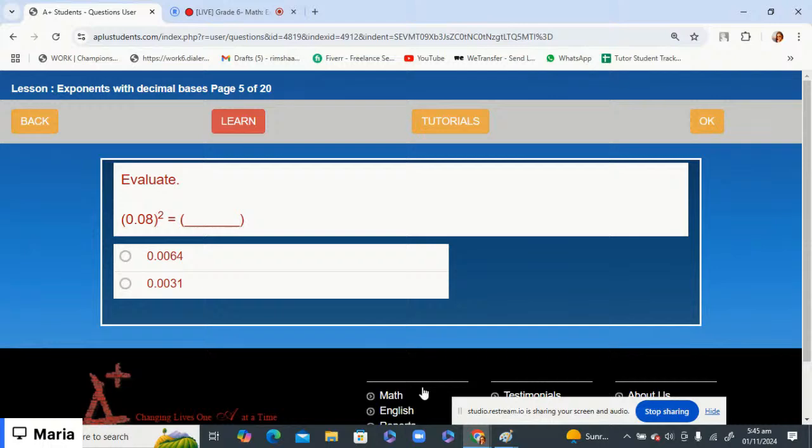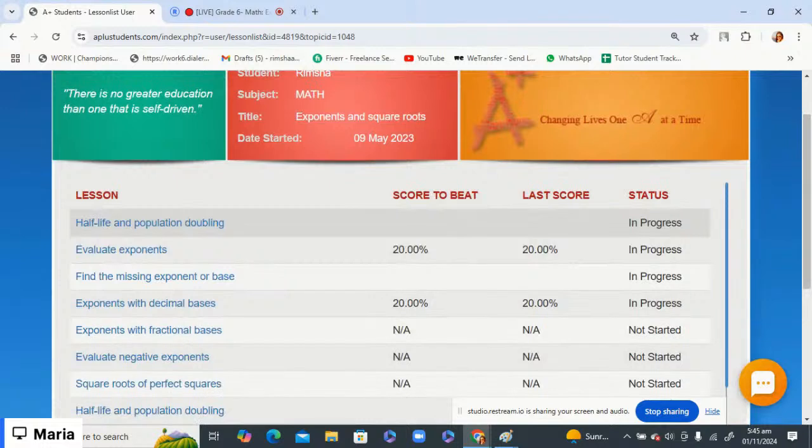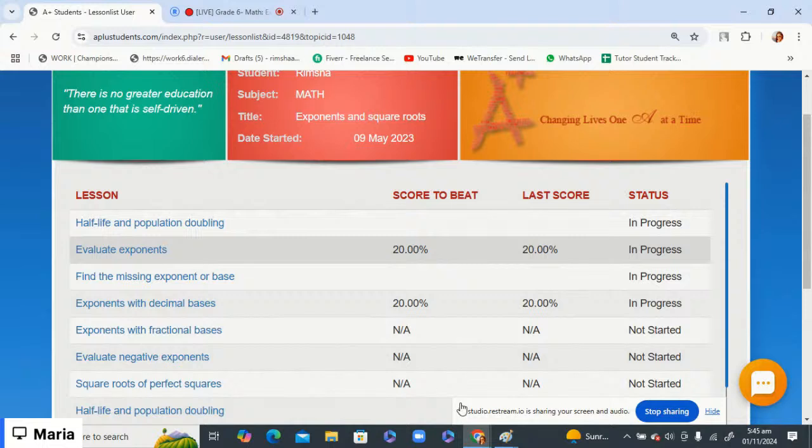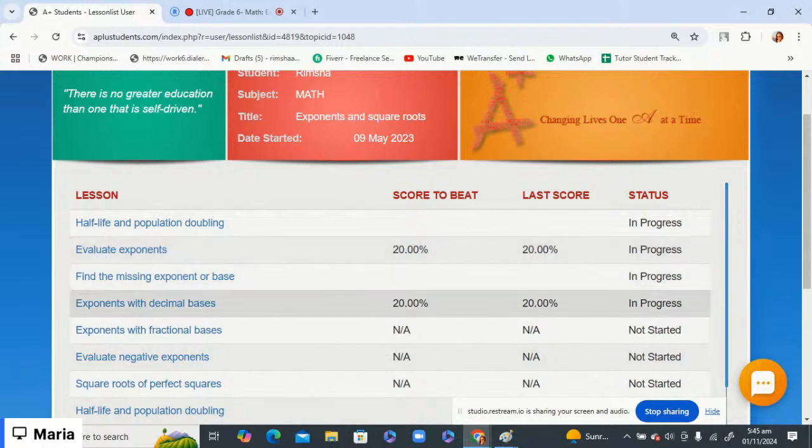All right, hope you guys understand this lesson as well. So today we discussed the chapter that is the exponent and the square roots, and the lessons we covered were the half-life and population doubling equivalent, evaluate the exponents, find the missing exponent or base, exponent with decimal base. So first of all you're going to practice all these lessons.